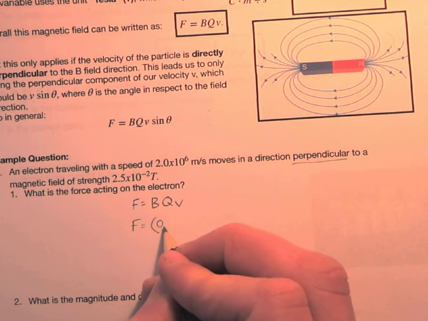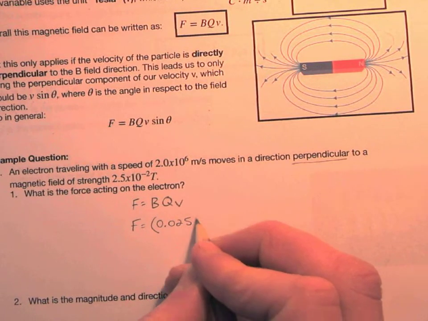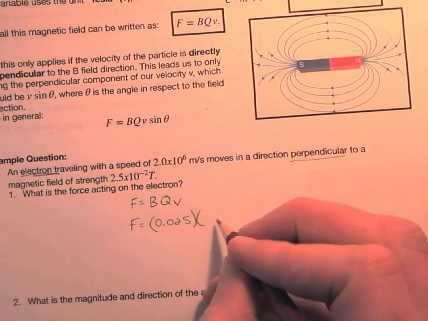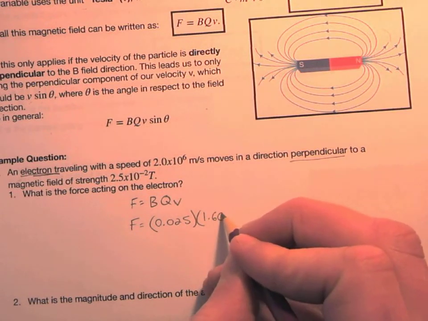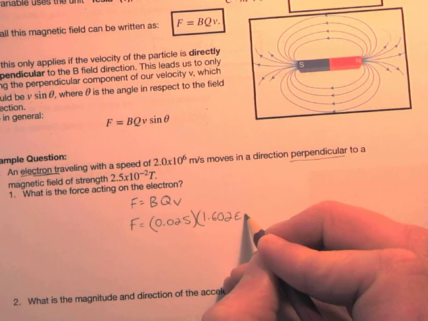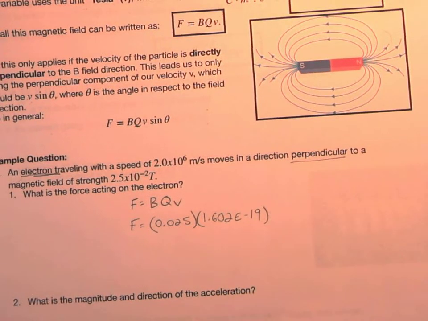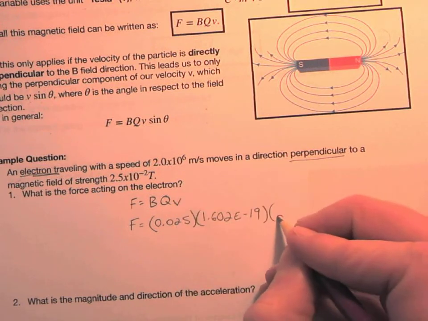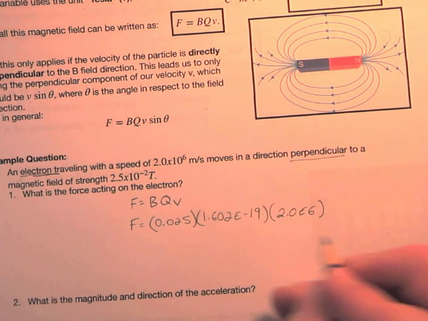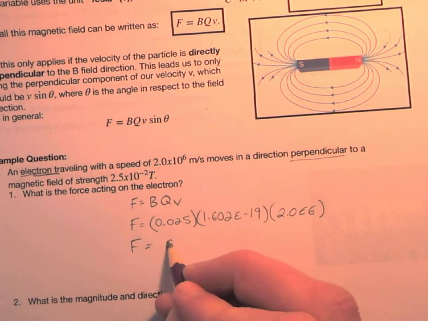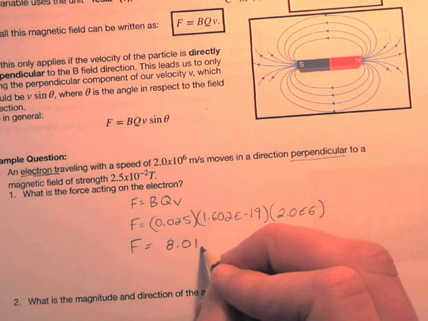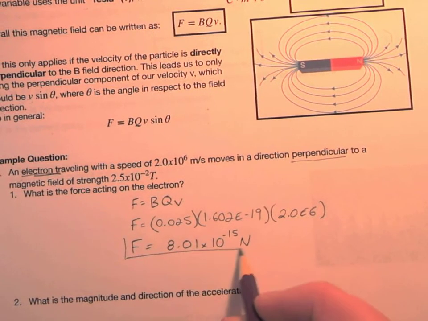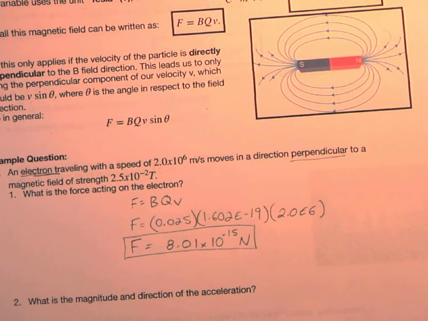So what's our force that's being applied? Well, our B value is 0.025 teslas. Our charge is going to be, well, since it's an electron, we have to look at our formula sheet and see what charge an electron has, and it's 1.602 times 10 to the negative 19 coulombs. It's a very small charge. And then what's our speed? 2 million meters per second. So overall our force, if I calculate this in my calculator, is 8.01 times 10 to the negative 15 newtons. So this electron is going to feel that tiny force when it's in a magnetic field.